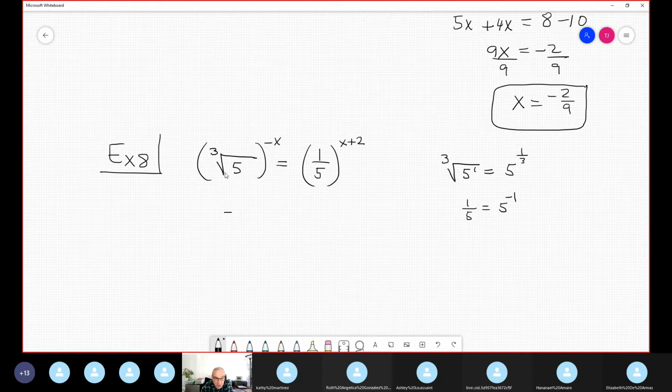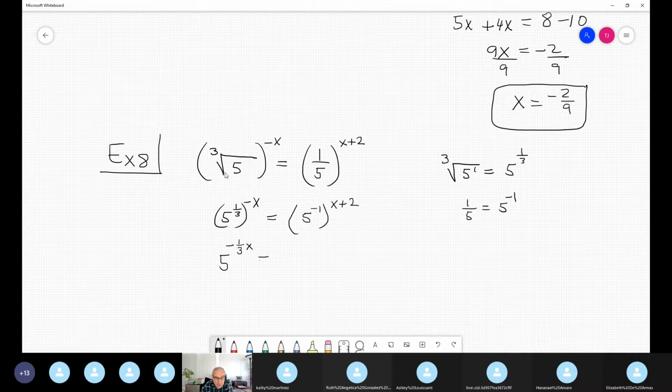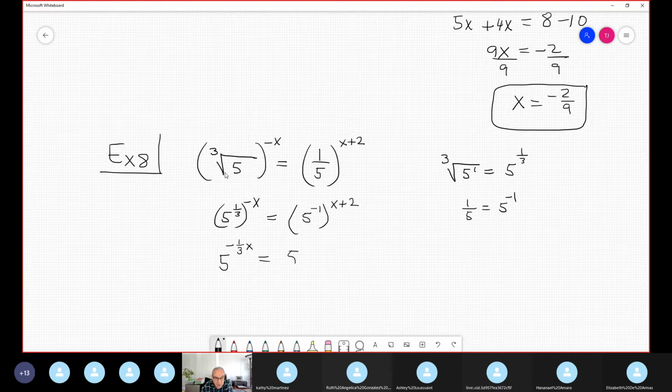Replace: 5 raised to the 1/3, raised to the negative x, is equal to 5 raised to the negative 1, raised to the x plus 2. Now the multiplication: 5 to the negative 1/3 x is equal to 5 raised to the negative 1 times x plus 2.